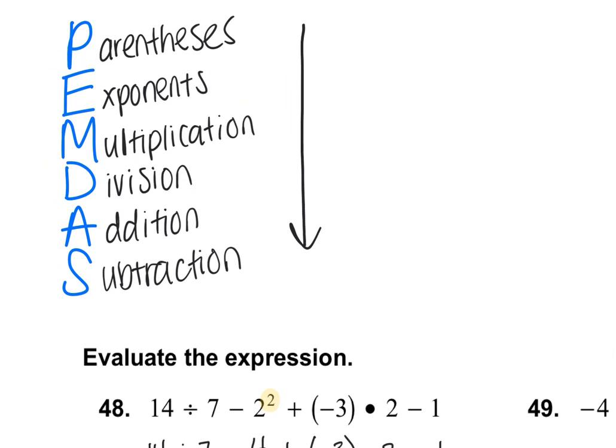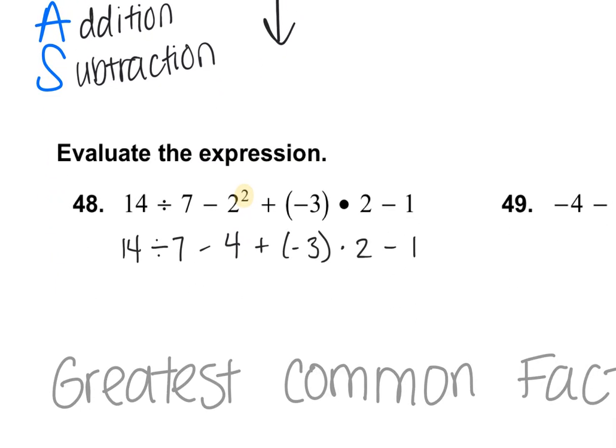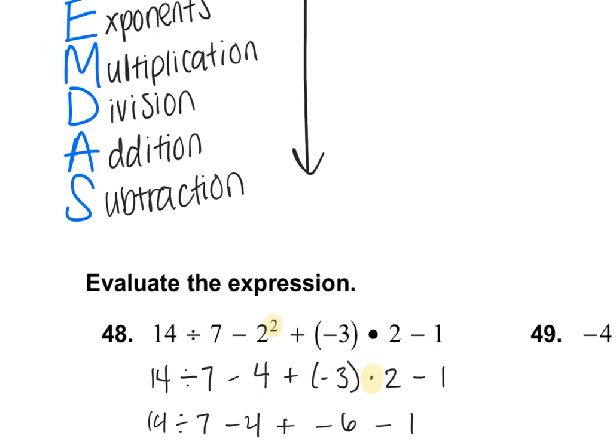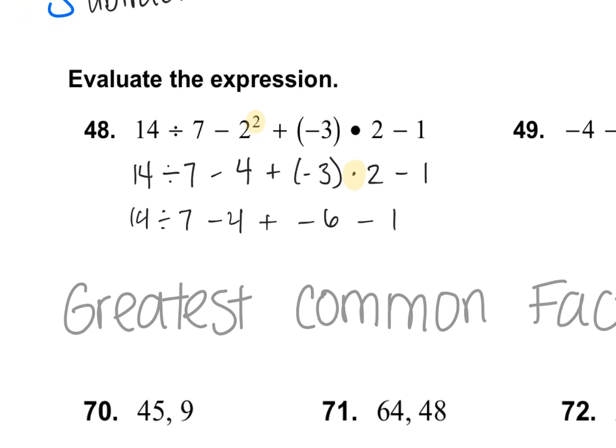After exponents, we are looking for multiplication. There is a multiplication symbol. It's right here. So we're going to go ahead and take negative 3, multiply it by 2. You're going to get 14 divided by 7 minus 4 plus negative 3 times positive 2 is going to give me negative 6 minus 1. After that, we're looking for division. So go ahead and take care of that division symbol right over here. So 14 divided by 7 is going to give me 2 minus 4 plus negative 6 minus 1.